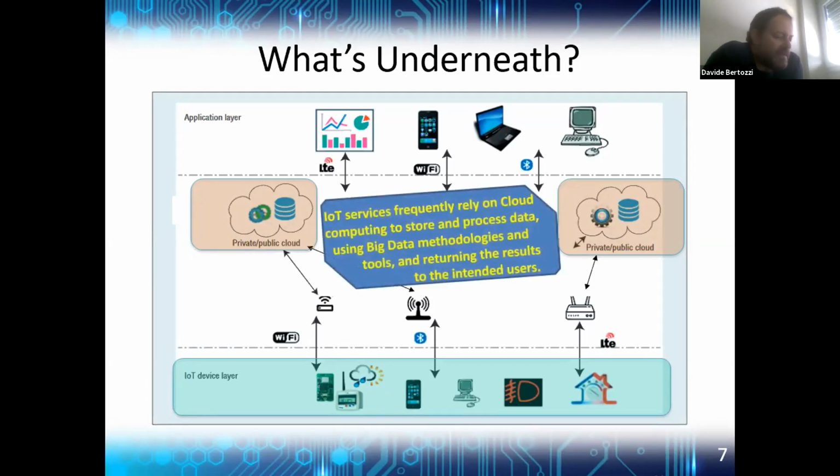As a matter of fact, the computational workload associated with many Internet of Things services is typically offloaded to the cloud, where you can easily apply big data methodologies and tools, and the results of these computations are returned back to the intended users. This is for sure the way early IoT services used to work. They were offloading most of their computation to the cloud.